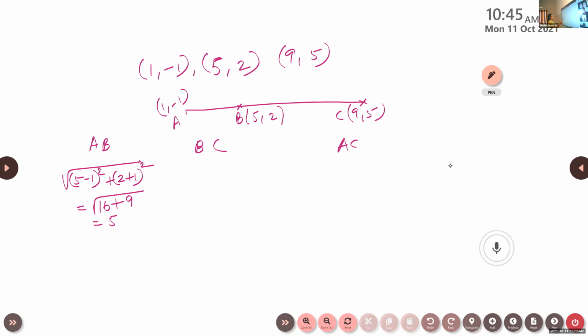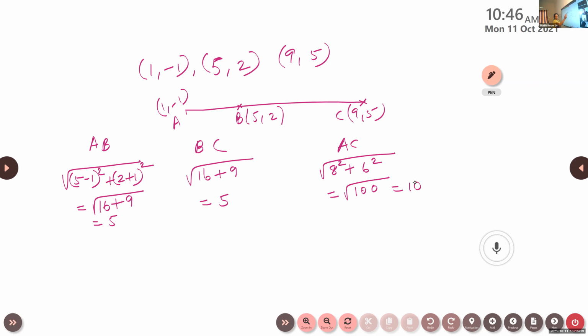So what is the distance BC? Ashik, what is the distance BC? Is it 5? Yes, ma'am. Melvin, what is the distance AC? What about the distance AC? Is it 10? So look here.